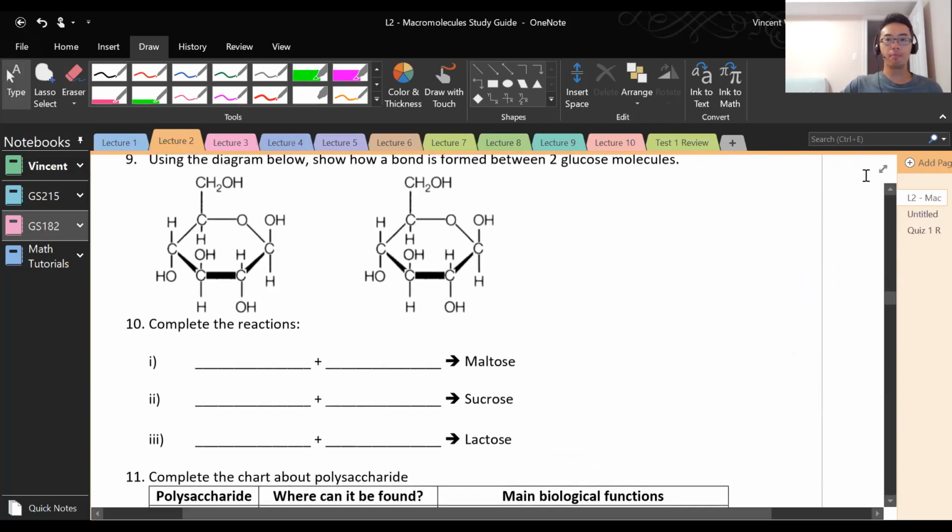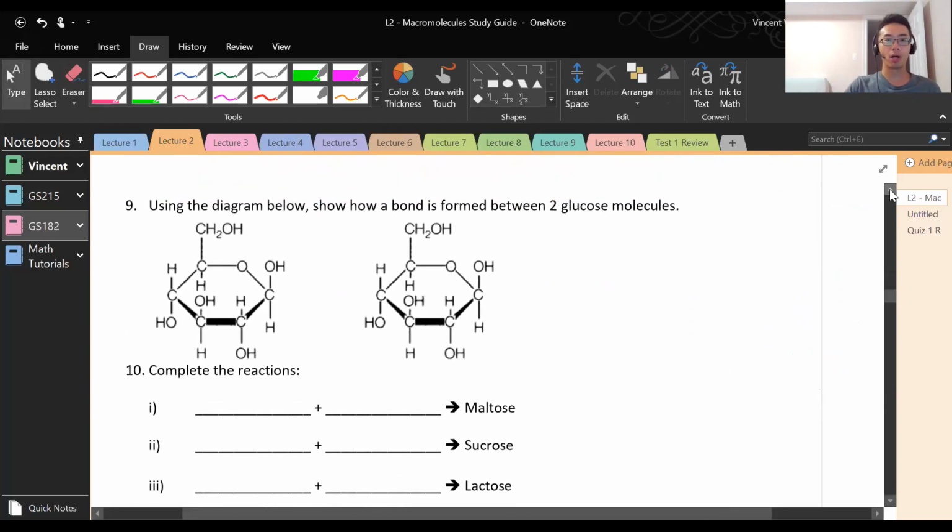Using the diagram below, show how a bond is formed between two glucose molecules. So here is a glucose, here is a glucose. You are not responsible for memorizing the structure. I will never show you a picture of something like this and ask you, what is it? So how do we make a bond between the glucose here and the glucose here? If you count all the carbons, oxygens, and hydrogens, you would have 6 carbon, 6 oxygen, but 12 hydrogen. So if I put 2 of them next to each other, what's going to happen?